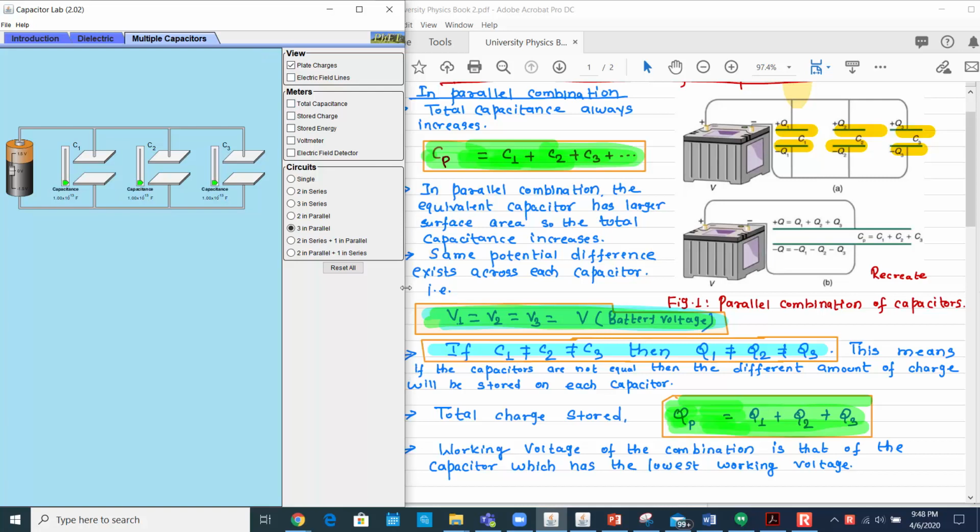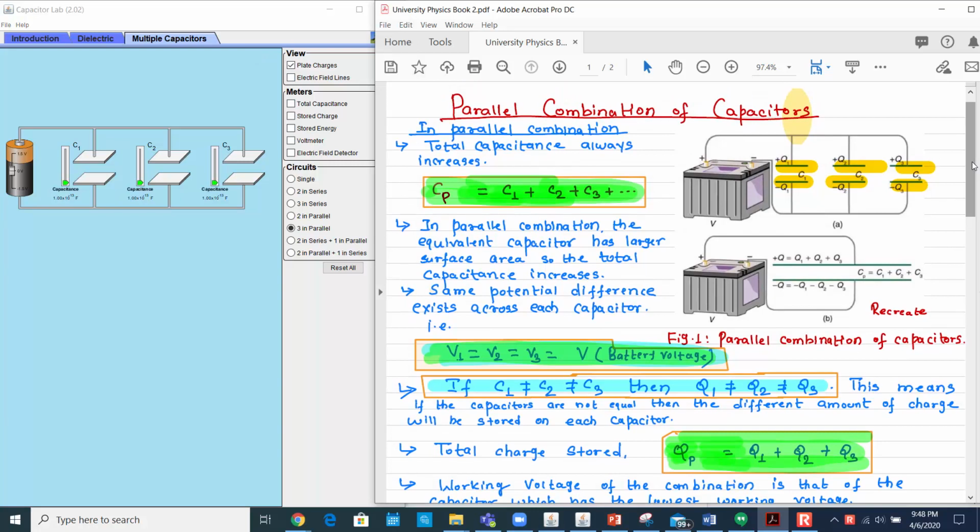In this video, I will talk about the parallel combination of capacitors. So we have three capacitors C1, C2 and C3, and they are connected in parallel. When the capacitors are connected in parallel, the potential across each capacitor is exactly the same.